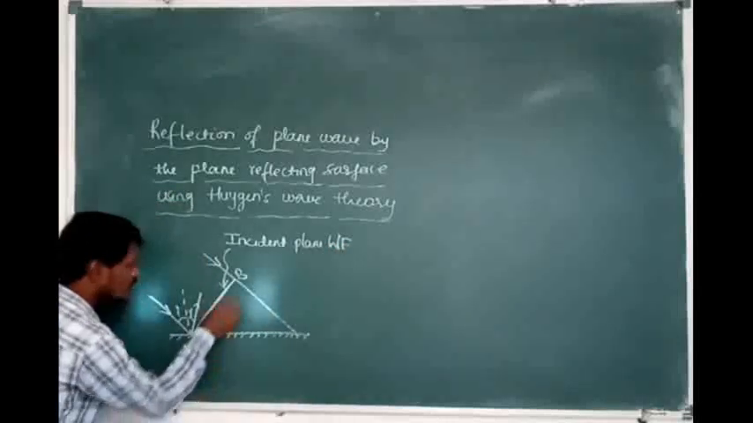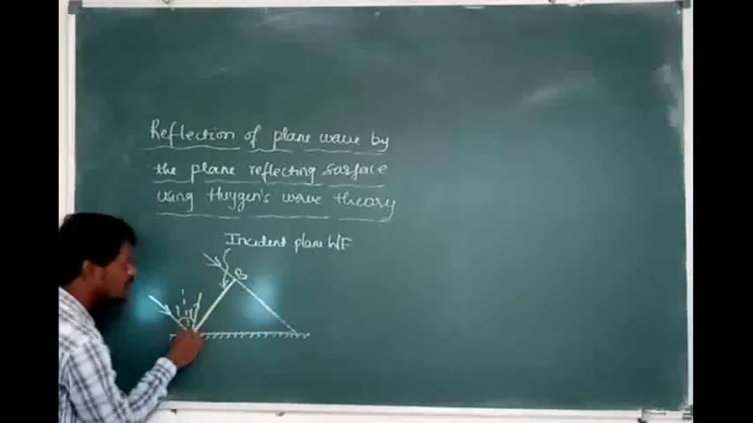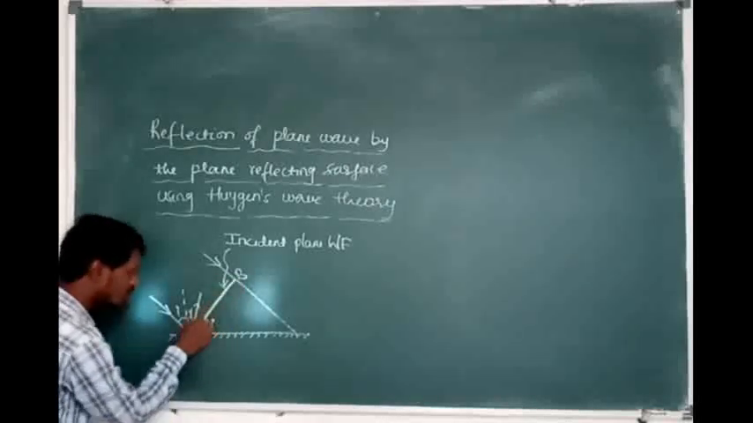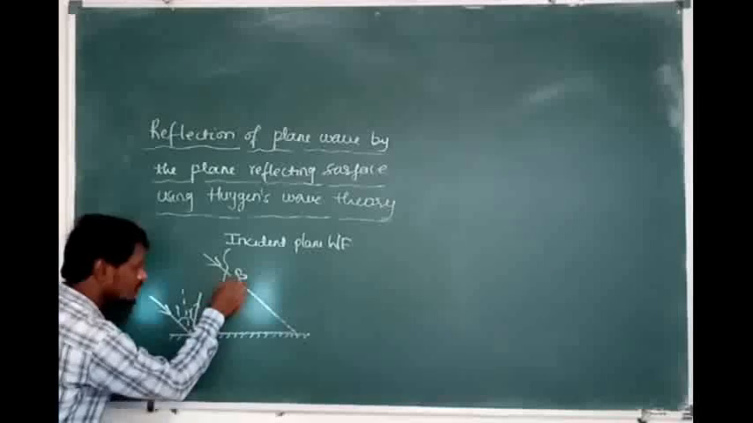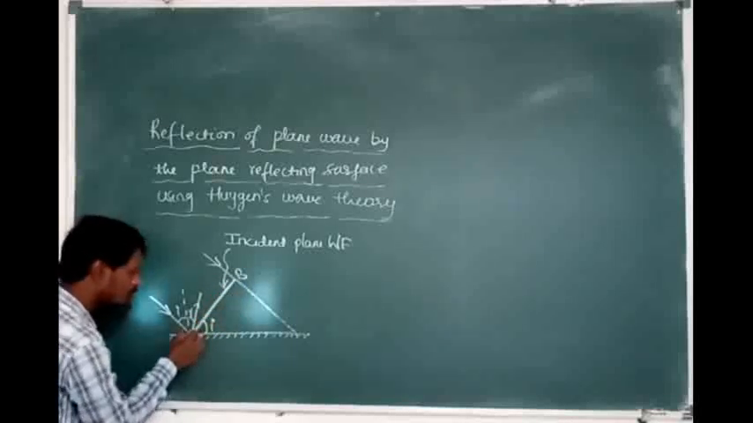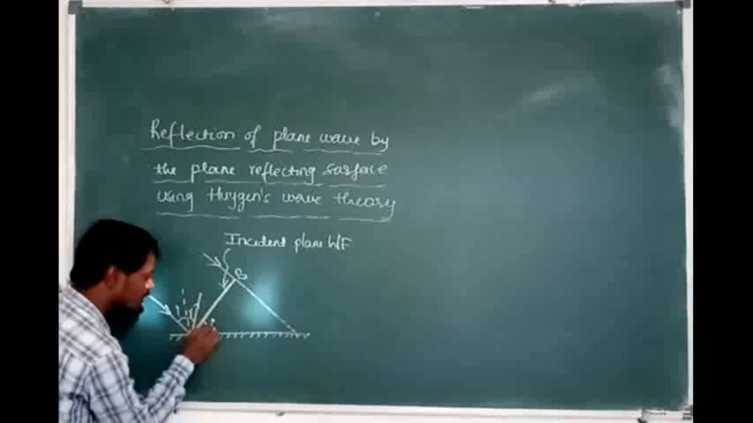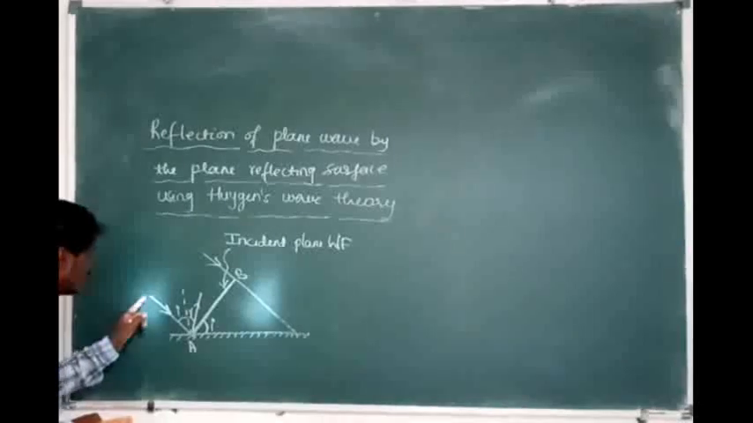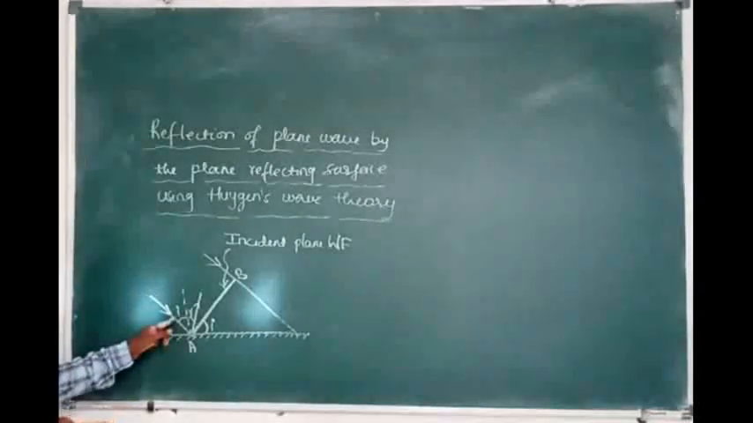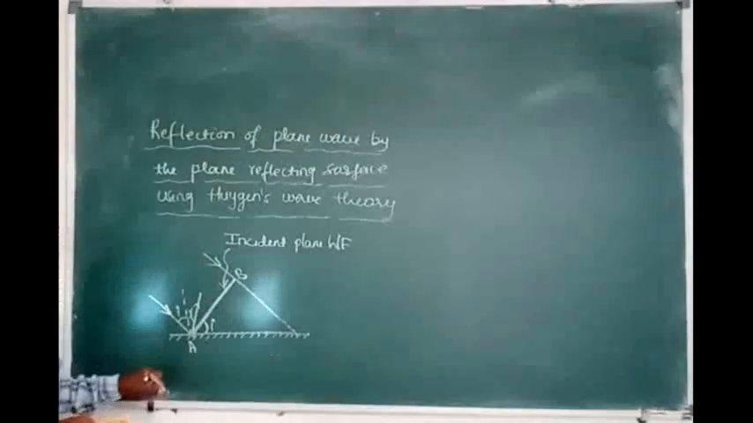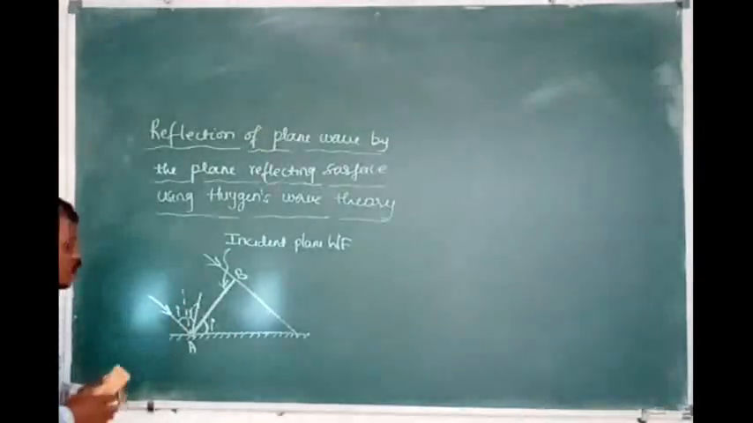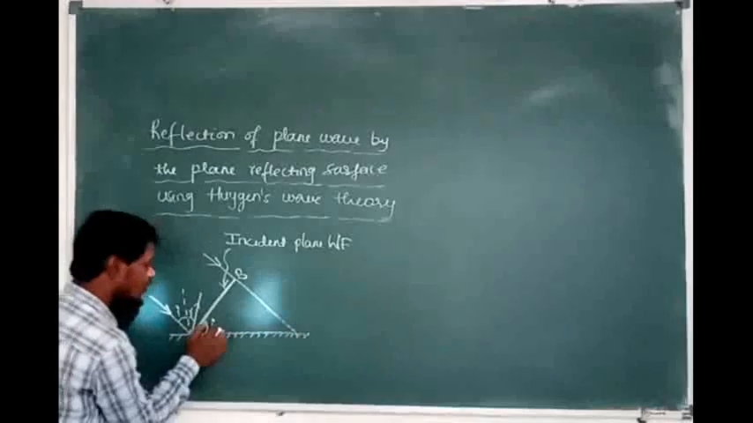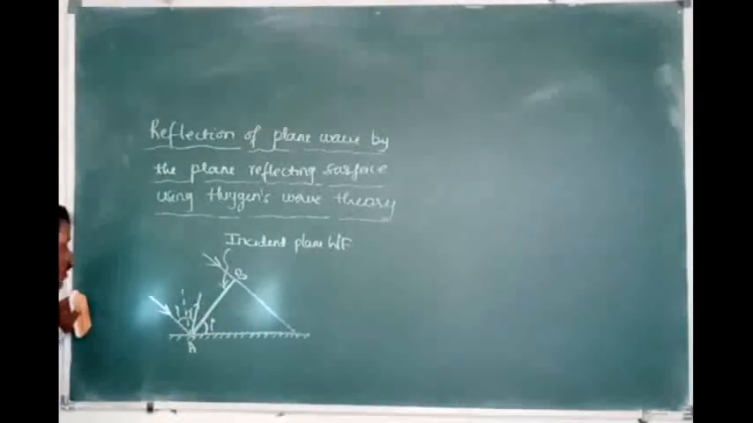So what is the angle of incidence for the incident plane wavefront? That is i. Here we take the angle of incidence between the incident plane wavefront and the reflecting surface. In the ray concept of light, the angle between the incident ray and the normal is called the angle of incidence. But in wave optics, the angle between the incident wavefront and the reflecting surface is called the angle of incidence.